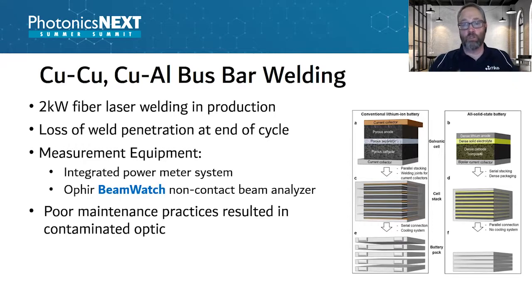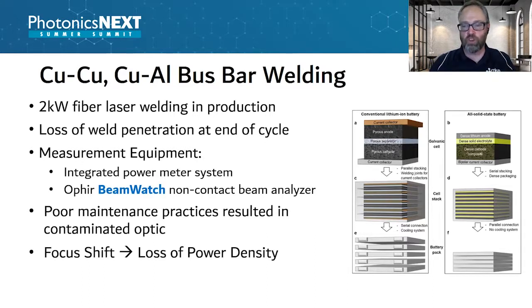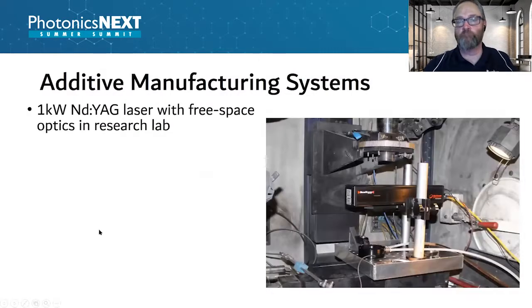Now, this was a fiber laser, so at around the 1 micron wavelength, optics are very susceptible to contamination. And what they found was that there was a poor maintenance practice in place, and I think it was causing some contamination of the overall system. So this was resulting in that focus shift. There was a focus shift, and again, it was a loss of power density happening at the work site, which made sense for the same amount of power. If the beam size is increasing at the work site, your power density is going to go down. So that's why there was a loss of weld penetration.